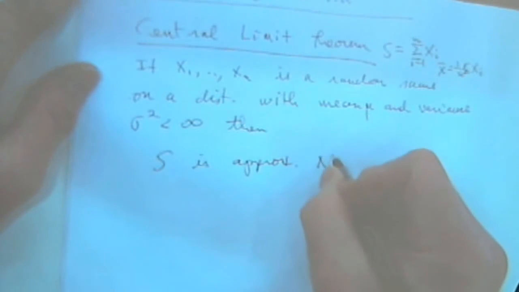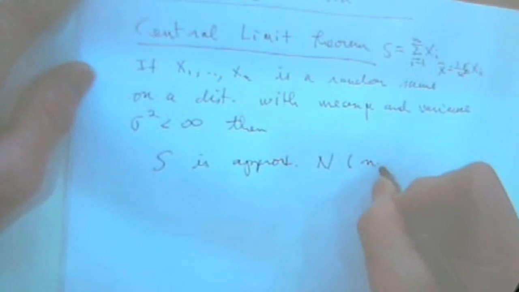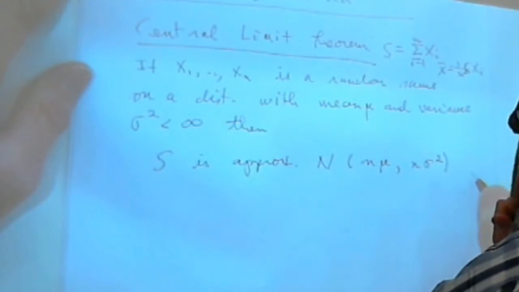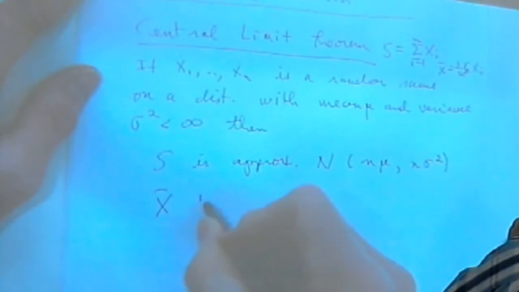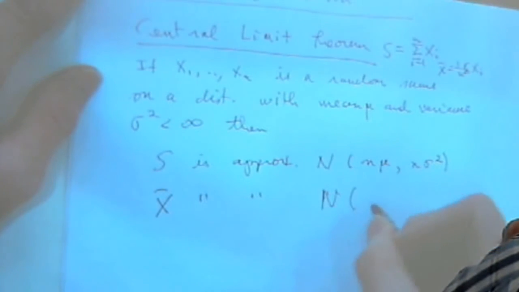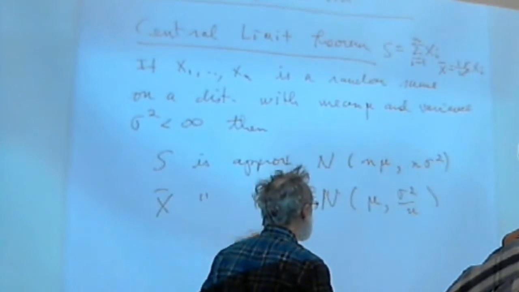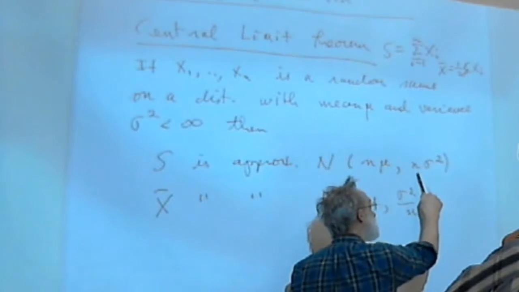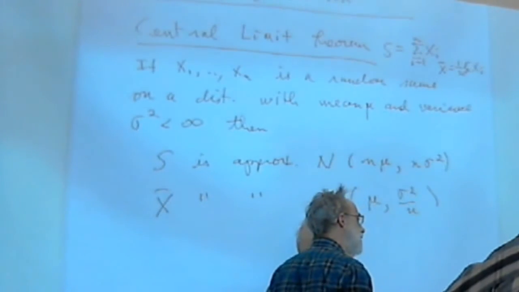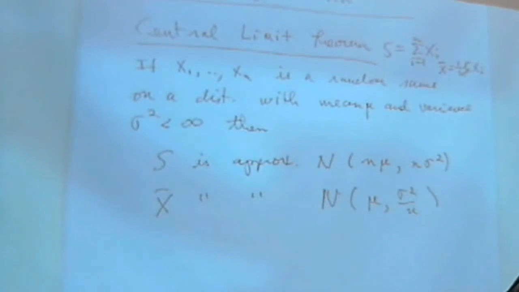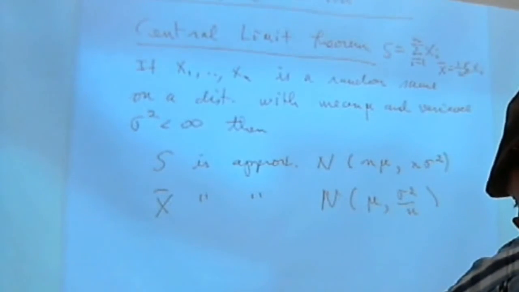S is distributed approximately as a normal, and the mean would be n times mu, and the variance is n sigma squared. And X bar is approximately normal with mean mu and variance sigma squared over n. That's the key right there, that last thing. You could see it coming if you look at S, because this is n mu, and the scale is root n times sigma. You don't have n, you have root n. And then if you look at the variance of X bar, it's sigma squared over n.